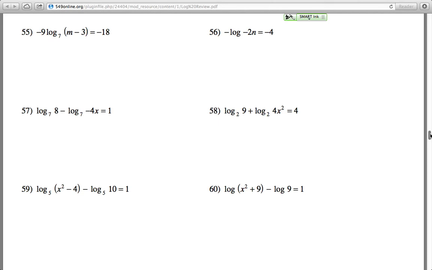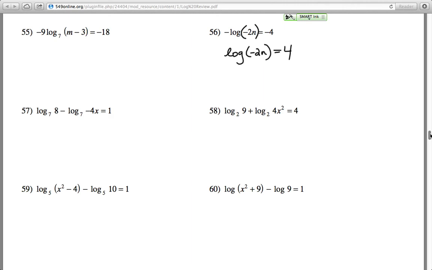So let's say 56, for example. Okay, that's negative log of negative 2n equals negative 4. Is there logs on both sides or just one side? All right, we want to convert it to an exponent. What's the base for log? 10. If you don't see it, it's always understood to be base 10. So we're going to convert it. Before I do that, let's go ahead and divide by what? Negative. So we're going to have log of negative 2n is equal to positive 4.